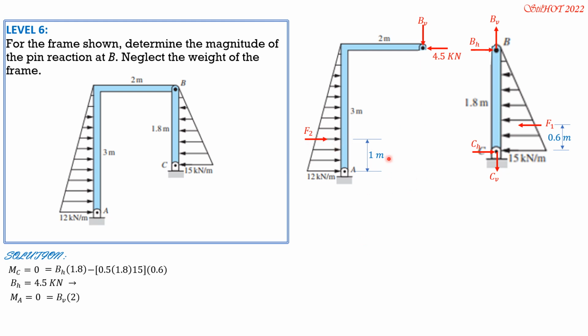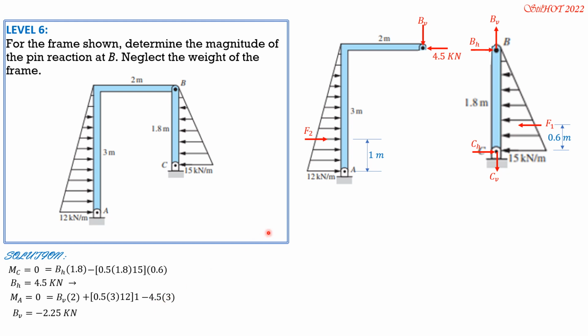Then F2 is also clockwise. So plus area of this triangular loading, 1/2 or 0.5 of 3 times 12, then moment arm 1. Then minus 4.5 times 3. So from here, we can solve BV. BV is equal to negative 2.25 kilonewtons.